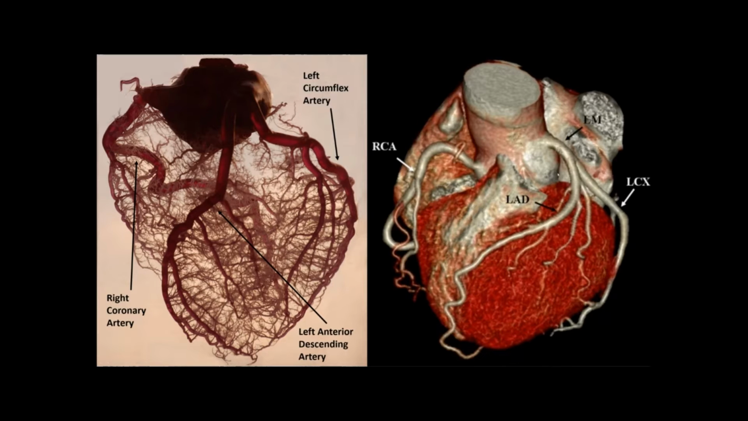Now the picture on the right hand side there, that's what it looks like on a CT scan of the arteries. And you see, you get a nice picture. The LAD is the left anterior descending, the LCX is the left circumflex, and the RCA is the right coronary artery. So this is what the artery should look like normally, nice and big without any blockages.